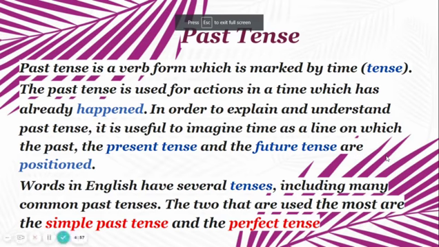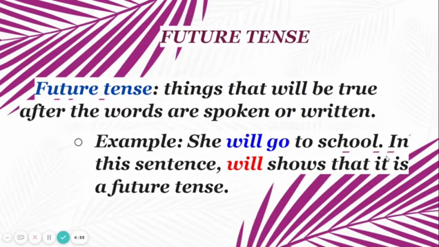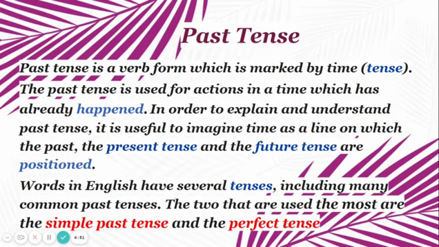Now we can see the words in English that have several tenses, including many common past tenses. The two that are used the most are the simple present tense and simple past tense, and the simple perfect tense. We can see in depth in the next class.